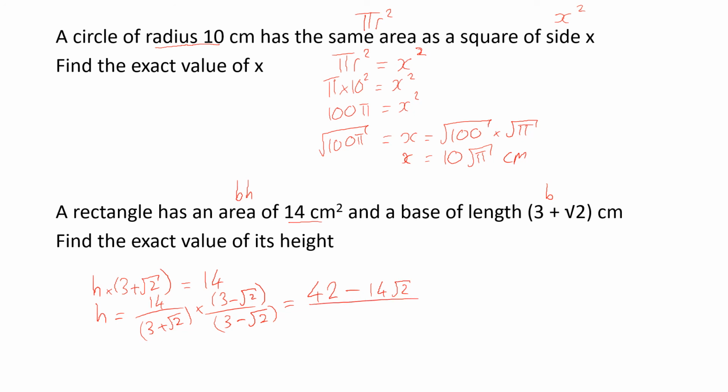And then on the base, we'll end up with 3 times 3 is 9, minus 3 root 2, plus 3 root 2, minus 2. Remember, if you've done it correctly, these two terms will always cancel out. So that will give us on the top 42 minus 14 root 2. And on the bottom, just 9 minus 2, which is just 7. Now you can simplify that again. Both of these numbers, 42 and 14, can be divided by 7, so we'll do that. And we'll say that overall we've got 6 minus 2 root 2, and it was in centimetres. And that is our exact value for the height of the rectangle.